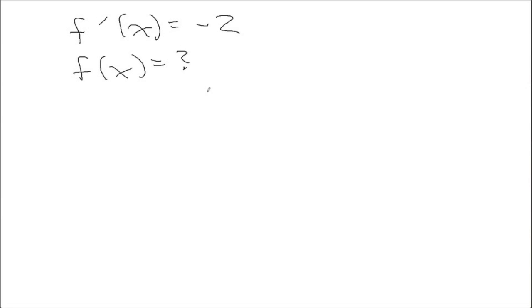All right, let's try this. F prime of x is negative 2. So f of x equals negative 2x plus c. Like this? Yep. Okay, excellent. I threw in a negative sign there, but that didn't mess us up. Good.